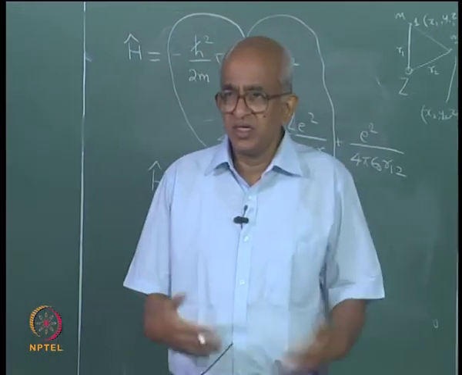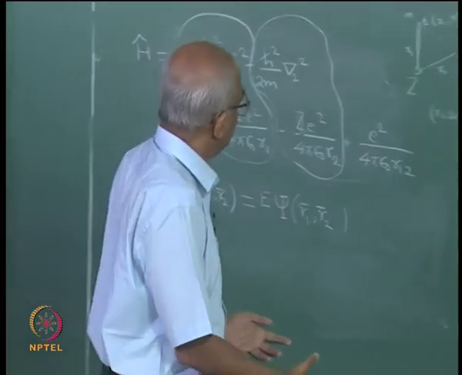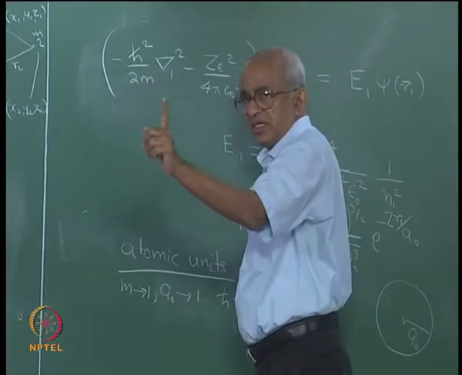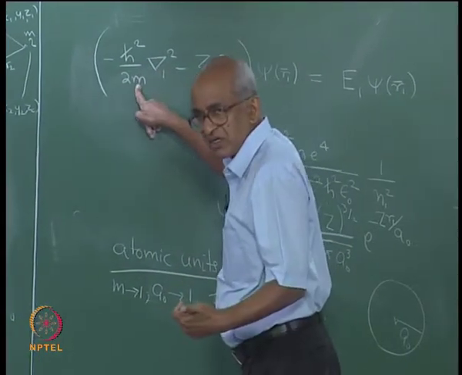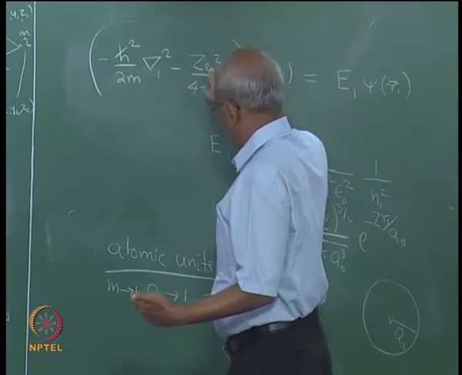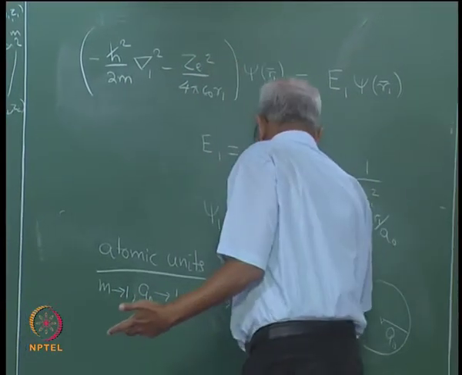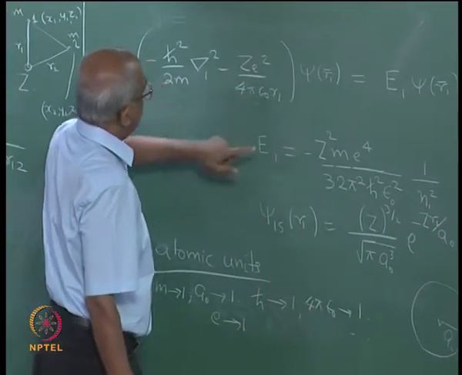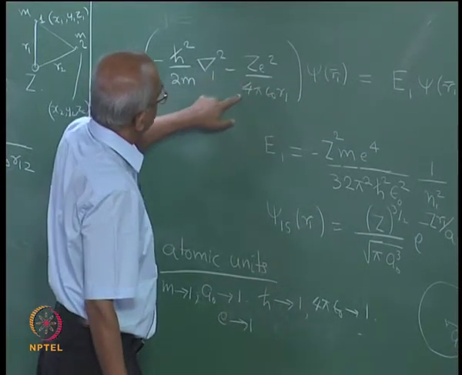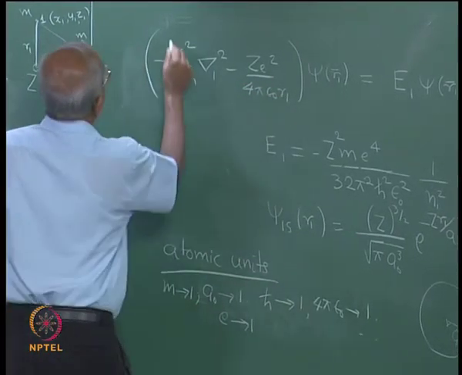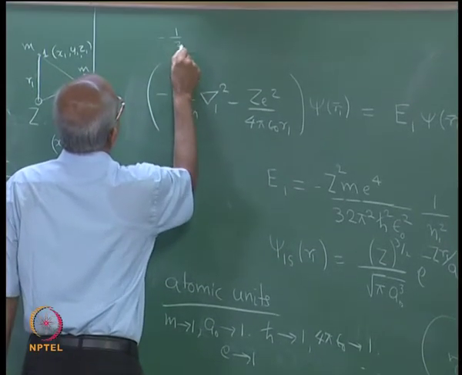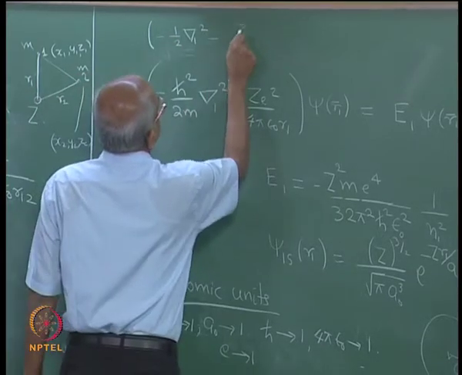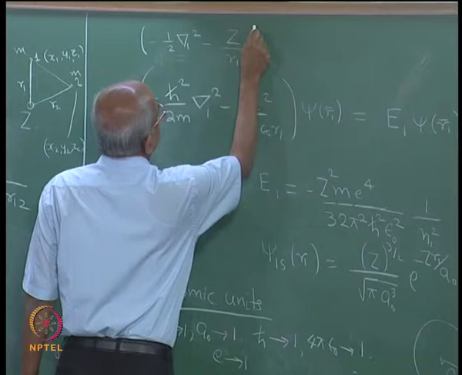So, very nice system of units, because if you look at this expression, you have H cross here, H cross is 1, M is the mass of the electron, that is 1, E again has the value unity. So, E becomes unity, and 4 pi epsilon 0 which is occurring there, that also has the value unity. So, therefore, this equation actually becomes minus half del 1 square minus Z divided by R1.